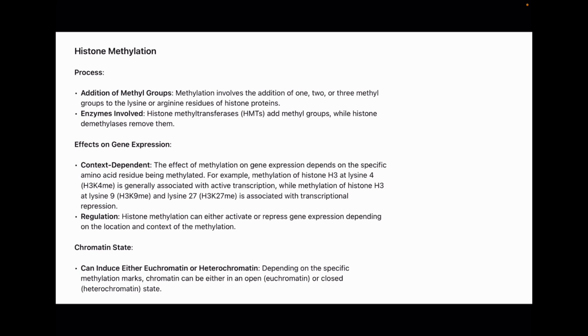Chromatin state can become either euchromatin or heterochromatin depending on the specific methylation markers. Chromatin can either be in an open euchromatin or closed heterochromatin state.